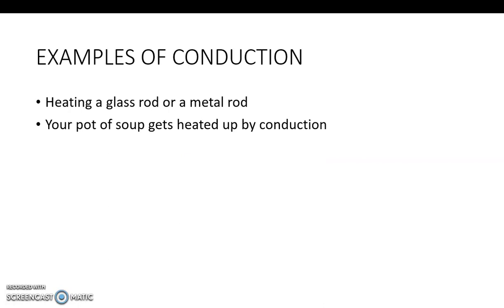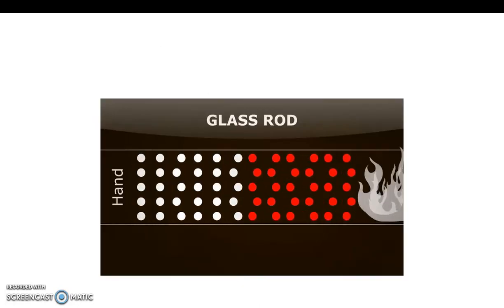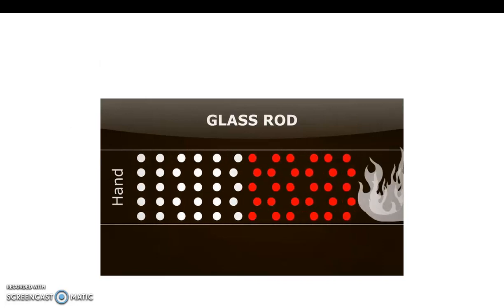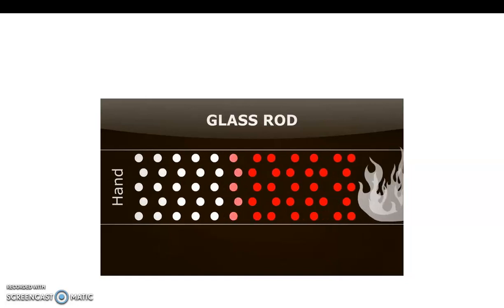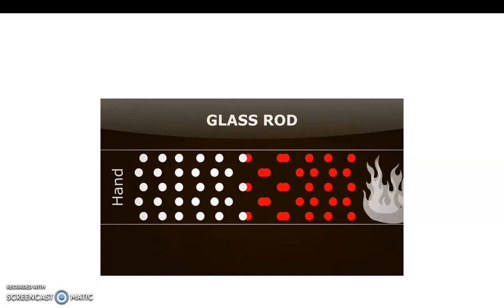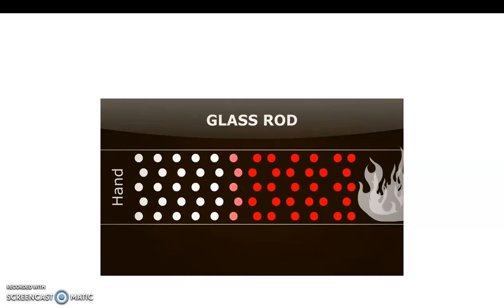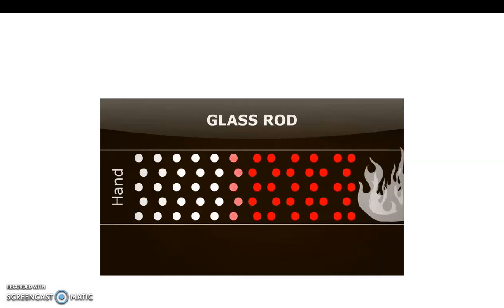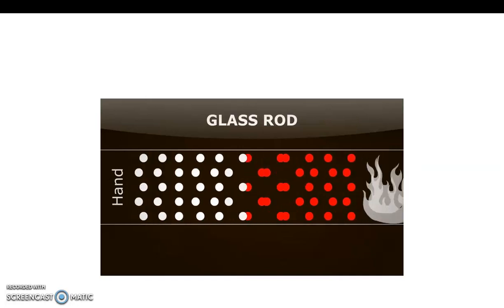Examples of conduction: when you heat a glass rod or a metal rod, and your pot of soup or sauce gets heated up by conduction. This is an example of conduction showing the heat source, the glass rod, and our hand. If you hold a glass rod while you heat it, eventually the heat transfers from the right to the left, and your hands start getting hot.